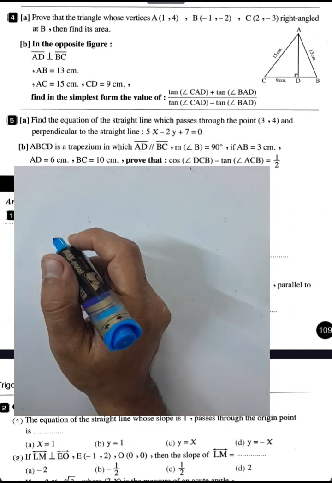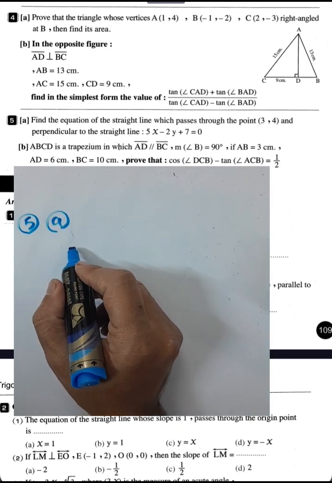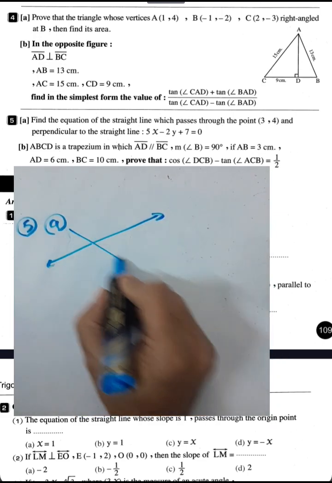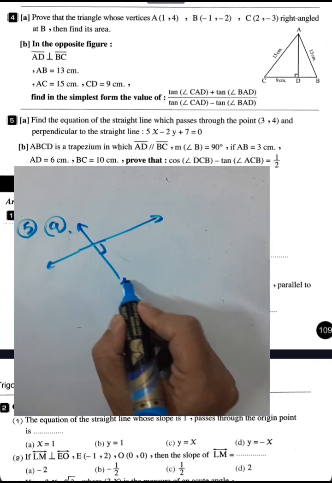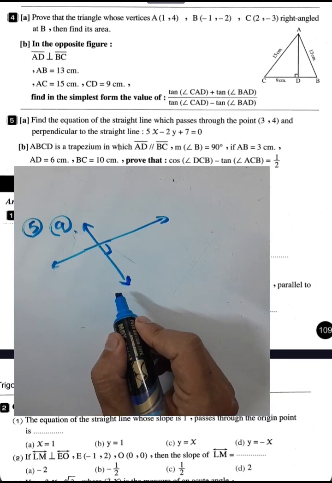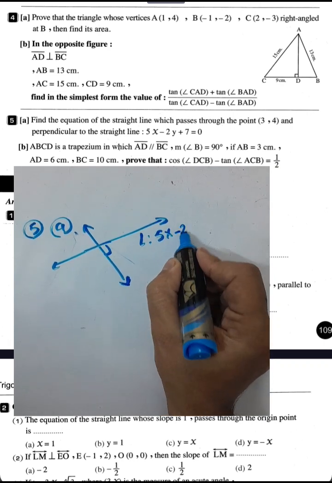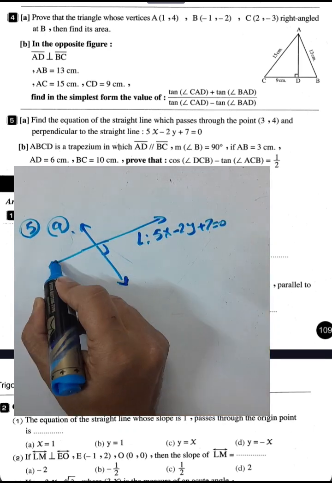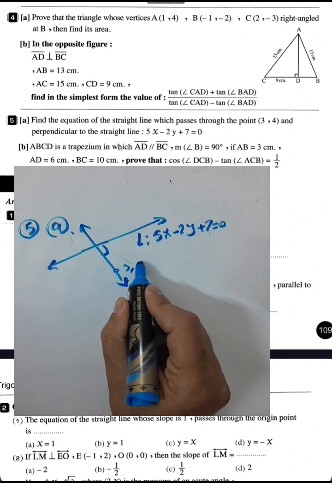Number 5, letter E. Find the equation of the straight line passing through the points (3, 1) and perpendicular to the straight line here. They are perpendicular. We have 5x minus 2y plus 7 equals 0. Straight line here, this is the equation of it, and the next straight line passes through the point (3, 4).